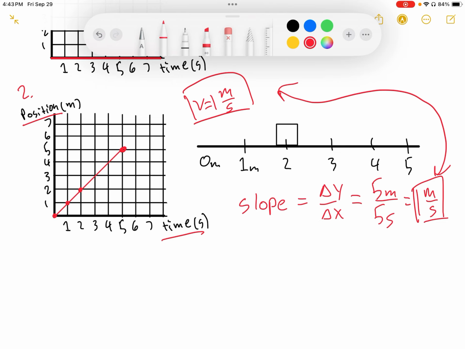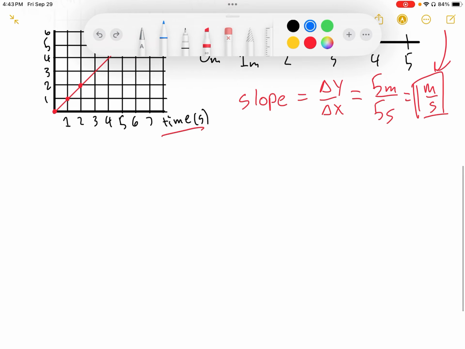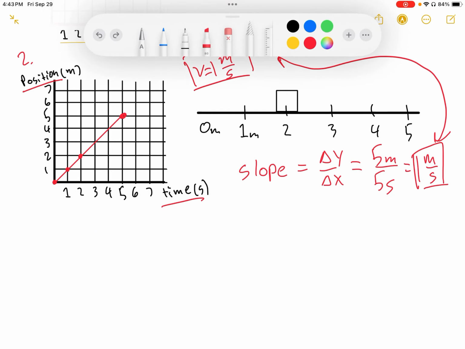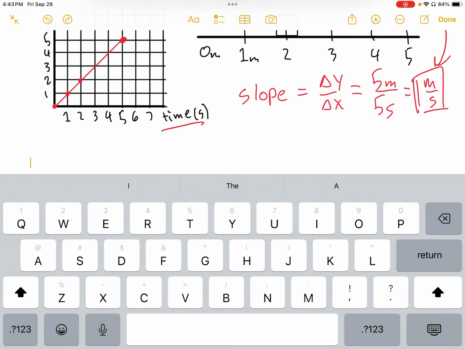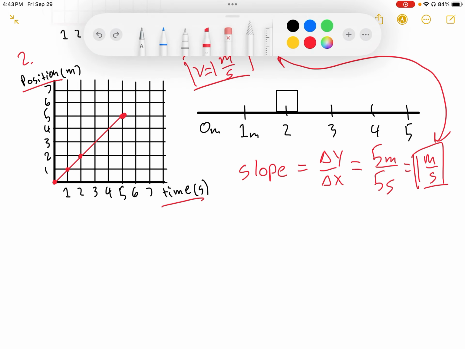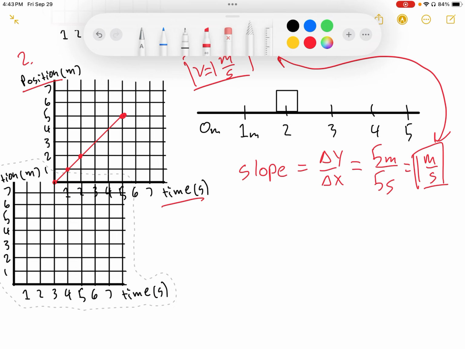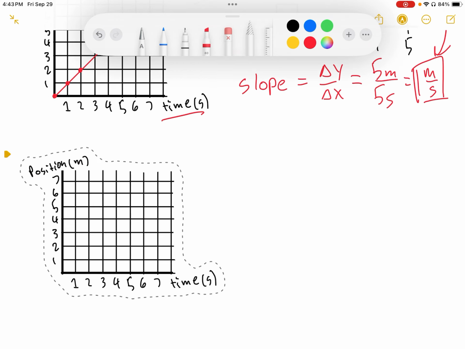So what if an object was going faster? What if we went 2 meters per second instead? All right, well, let's see what would happen, okay? If we went 2 meters per second, let's think about what our object is doing, okay?